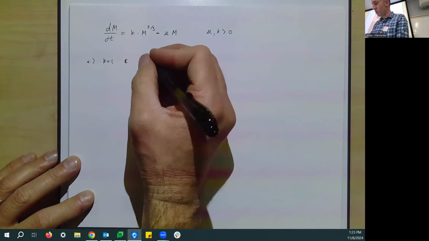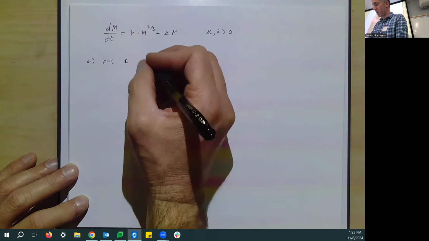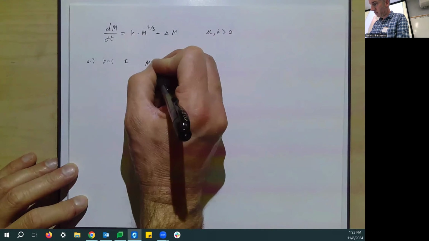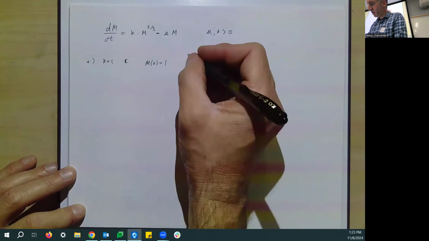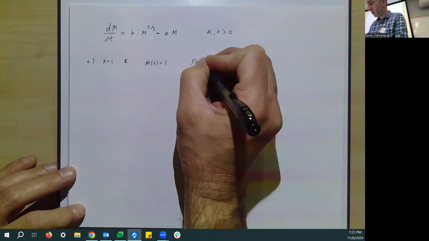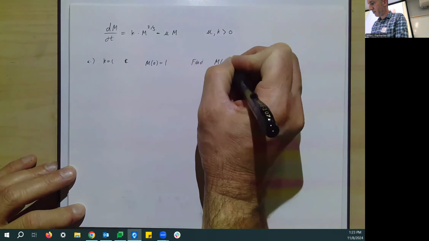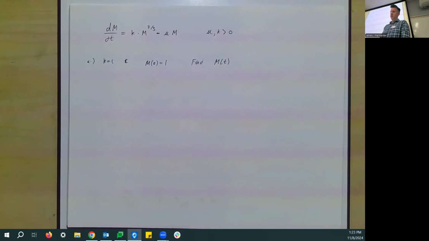And we have m of 0 equals 1. And then we're asked to solve, so find m of t. All right, well, this is not bad. Well, is it bad? I don't know.